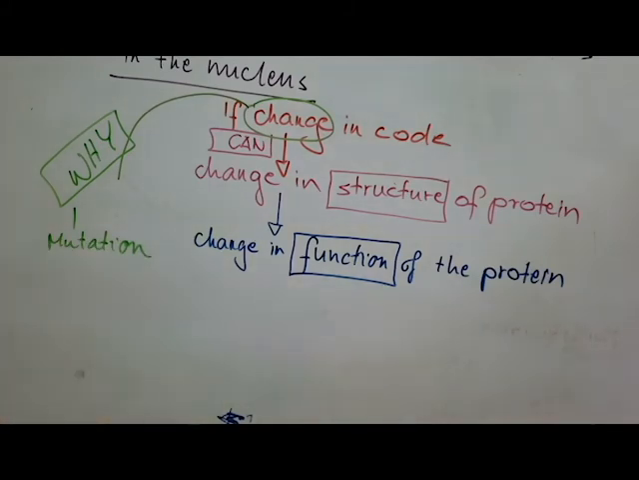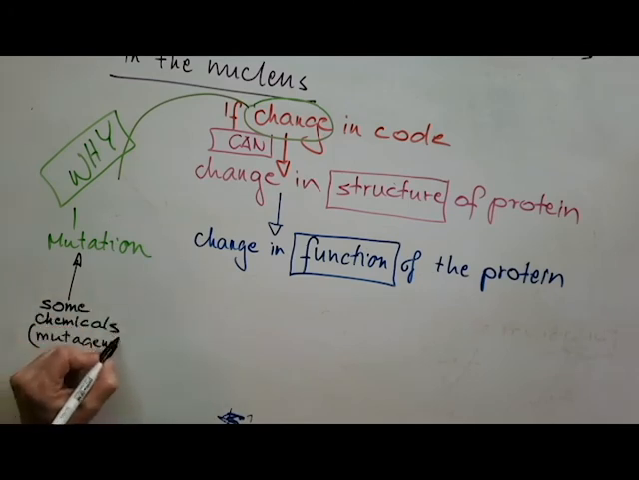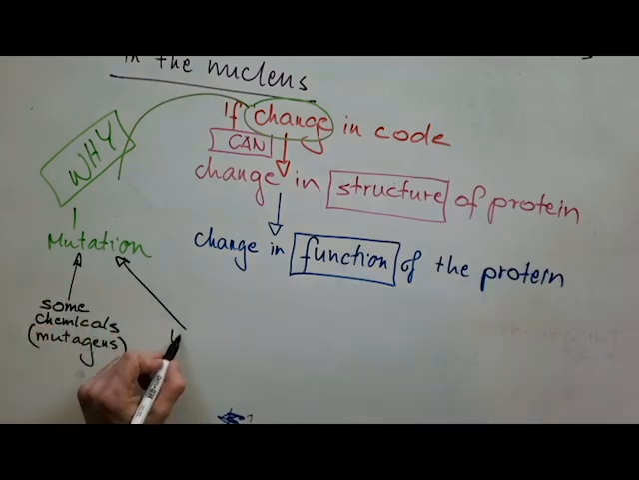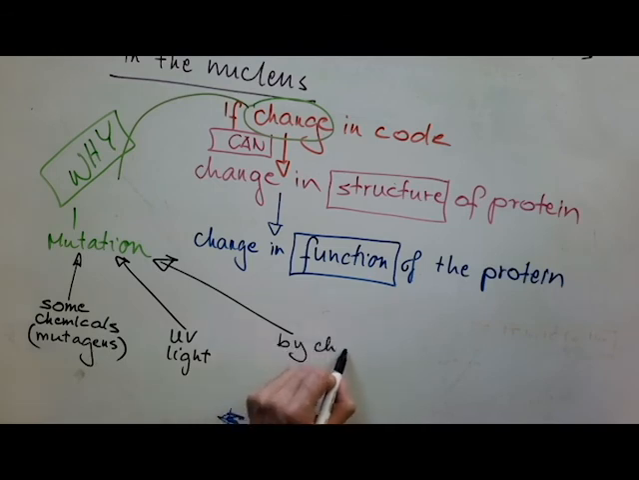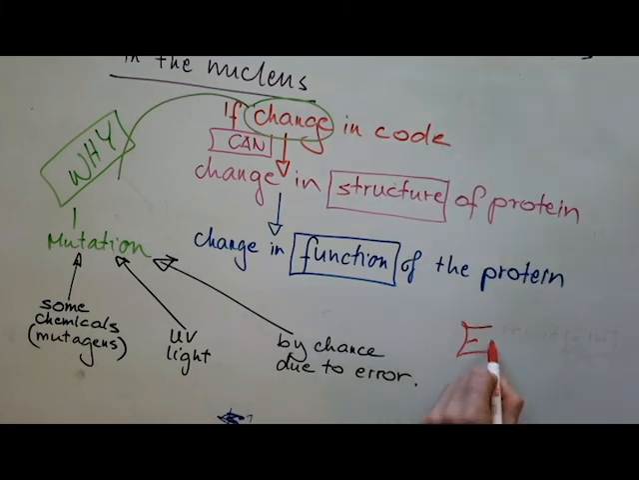Why do we have the mutation? What causes mutation? Well, some chemicals can cause mutation, and they are called mutagens. Mutation can be due to UV light, as well as it can happen by chance due to an error in the DNA during DNA synthesis. And that's the end.